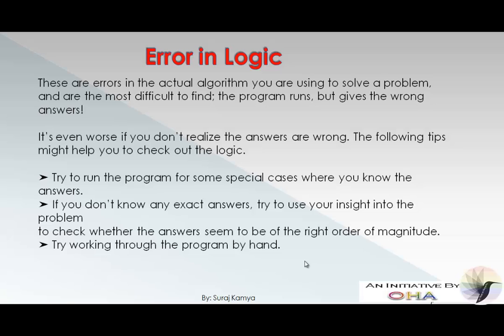So if this is the case with your program, then just try to run the program for some special cases where you know the answers. Suppose, in case of cos 90 degrees, it's always 0. Similarly, you must have some special cases where you already know the values. So if the answer for those special cases is wrong, then you can recheck the values. And the next is, if you don't know any exact answer or any special cases, then you can try to use your insight into the problem for the range, to check whether the answer seems to be of the right order of magnitude. Suppose you are calculating a length but the answer is negative; length can never be negative. In this way you can know whether your answer is right or wrong.